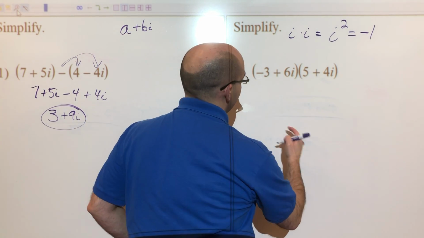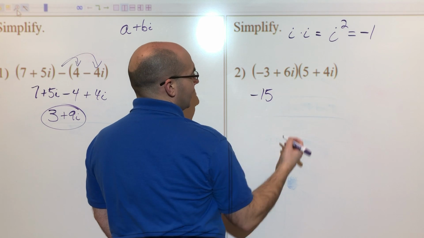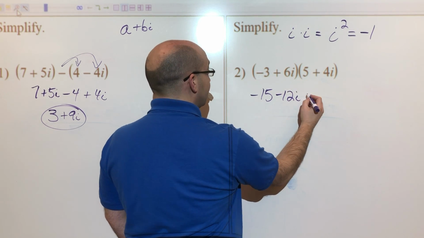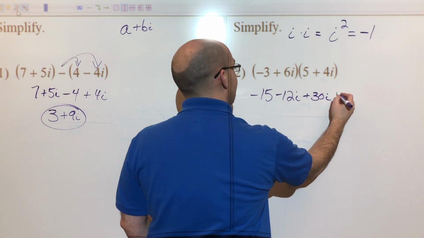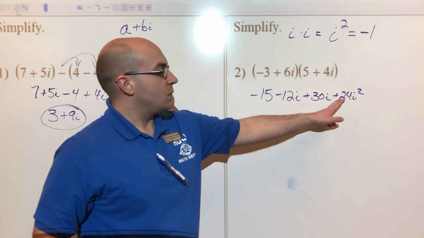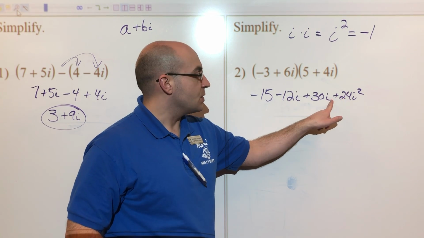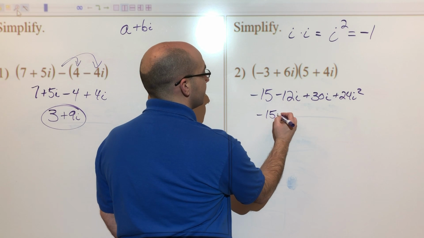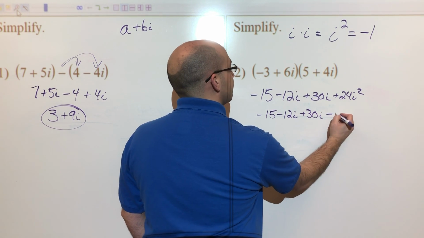So let's go ahead and multiply the binomials. First times first is -15. Outer times outer is -12i. Inner times inner is plus 30i. And last times last will be a 24i squared. But remember what I said earlier. This 24i squared is going to turn into 24 times -1. So this is going to be rerouted to a -24. So let's go ahead and write that. So -15 minus 12i plus 30i minus 24.